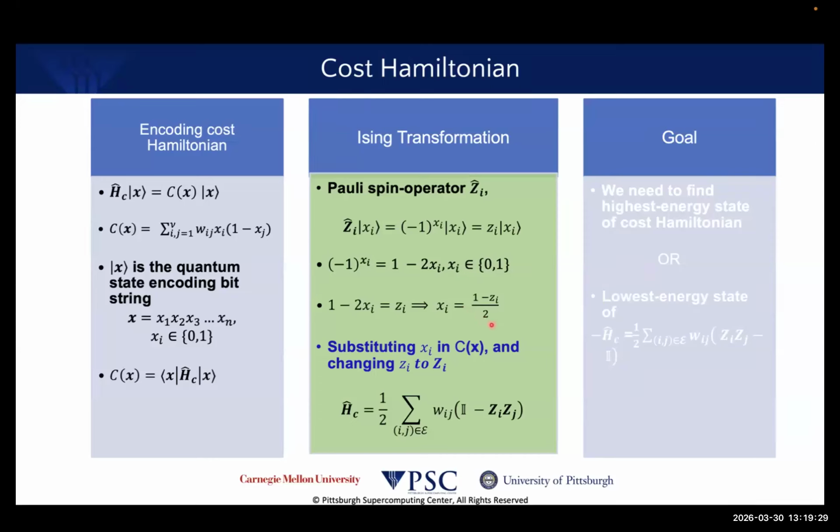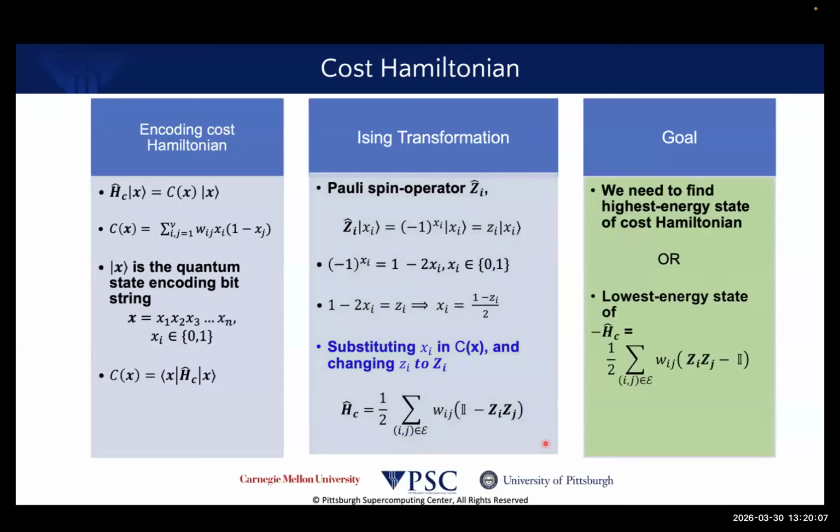Now we can substitute this eigenvalue term in terms of zi into the cost function, and then change this zi to the capital Zi operator. Then we will get this cost Hamiltonian operator, and we can see that it has an identity matrix term, and then a 2-qubit ZZ gate where the first operator acts on the ith qubit and another operator acts on the jth qubit of the same edge. Our goal is to find the highest energy state of the cost Hamiltonian, but since in quantum computing we explore the minimum ground state energy, we can simply put a negative sign here and redefine our cost function. And we can see that we have switched the sign over here.